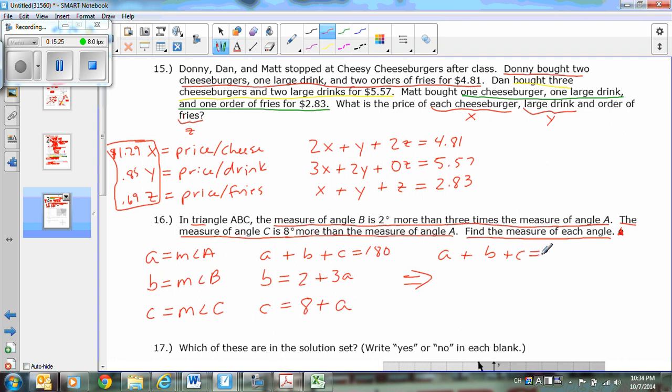Okay, the second equation, though, I need to move some terms around. I want my a term first, so I'm going to take this 3a and move it clear over here to the left side, and I'll do that by subtracting 3a from both sides. So when I move this 3a to the left, it's going to become negative 3a.